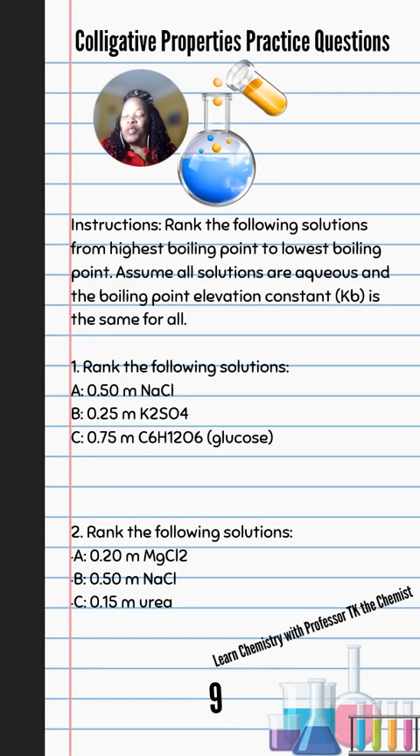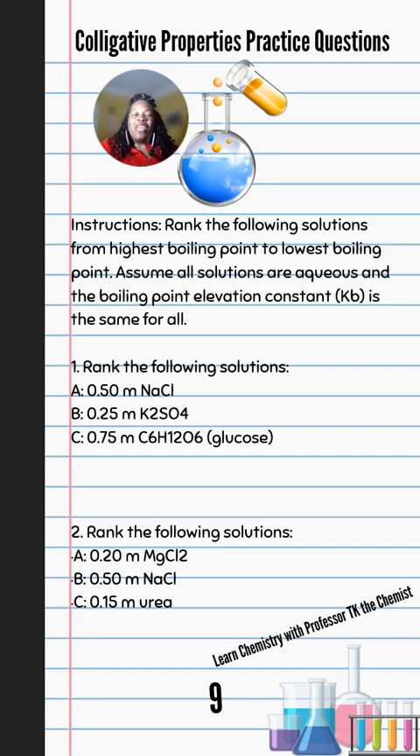All right, so you know it's practice time. I've got my handy dandy pen. Let's get into this first problem. Your instructions are to rank the following solutions from the highest boiling point elevation to the lowest boiling point elevation. Assume all solutions are aqueous and the boiling point elevation constant is the same for all, okay?